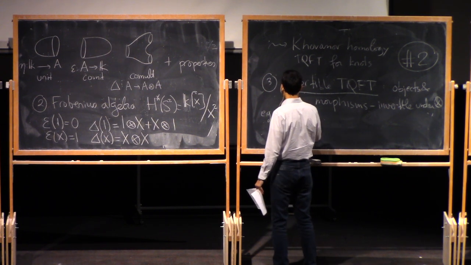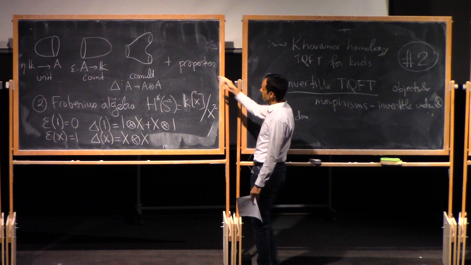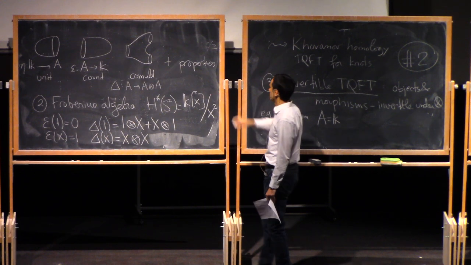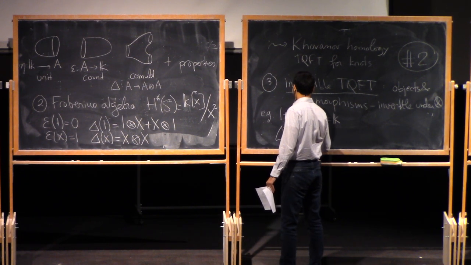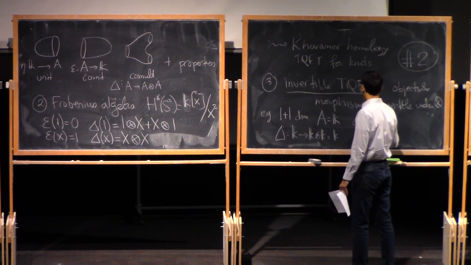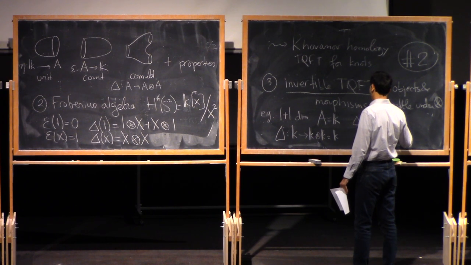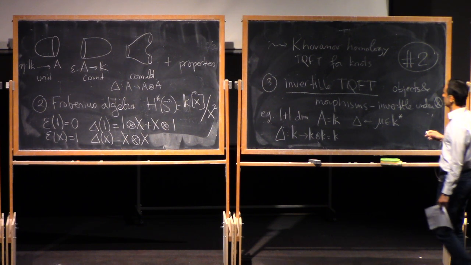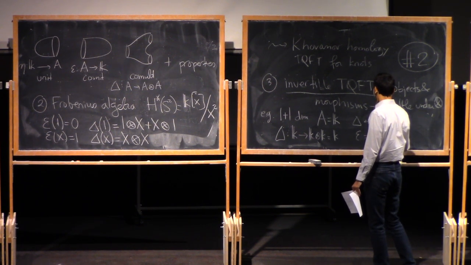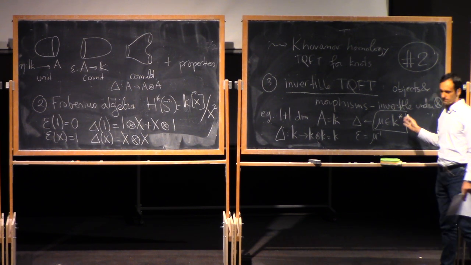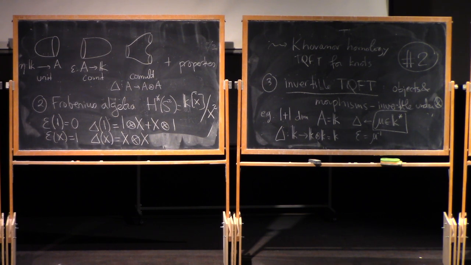So for example, in 1 plus 1 dimensions, you get Frobenius algebras, but now A has to be K. And then you have this co-multiplication which goes from K to K times K, which is K. So basically delta has to be invertible, so it's a unit in K. And then epsilon is, I think, mu inverse. So they're basically determined by a unit in the field. So yeah, let's say K is C.